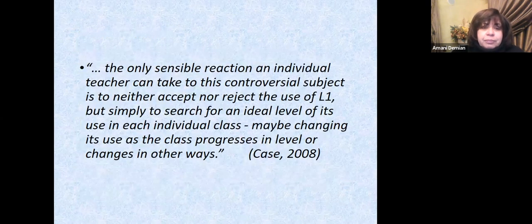Okay, now we have a quotation here from Case. The only sensible reaction an individual teacher can take to this controversial subject is to neither accept nor reject the use of L1, but simply to search for an ideal level of its use in each individual class. So maybe some classes will need more L1 than others. And as we saw in the study, depending on the level. Maybe changing its use as the class progresses in level or changes in other ways.